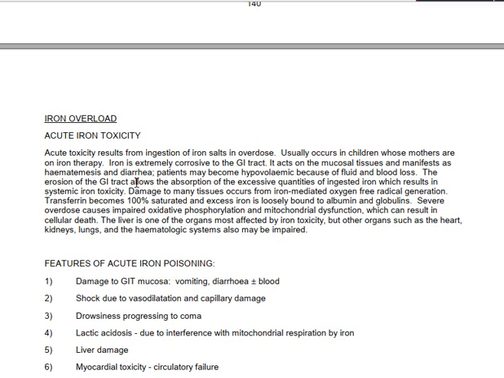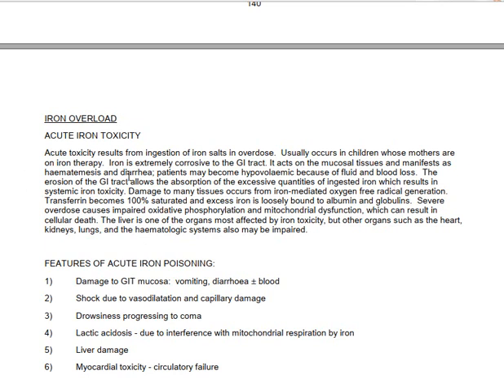Now, when there is enterocyte damage, you are going to have excessive leakage of iron into the blood, and when iron enters the blood, it is going to result in systemic iron toxicity. Damage to many tissues is going to result from iron-mediated oxygen free radical generation. As we have already said, iron is very toxic in the body because it causes free radicals to be formed.